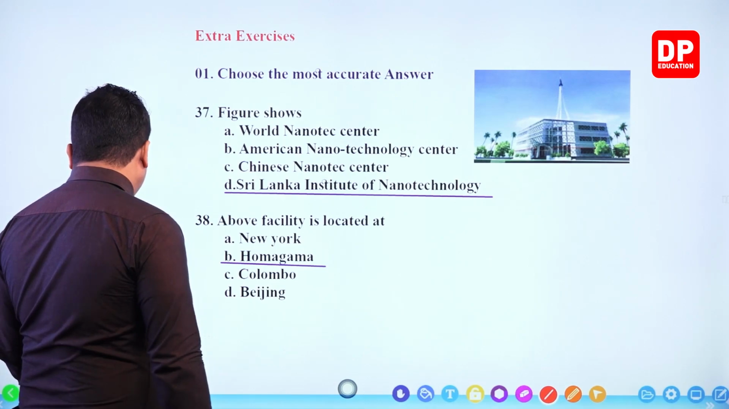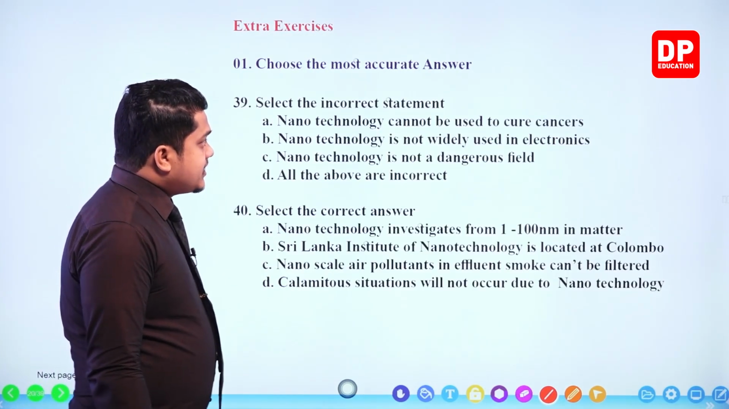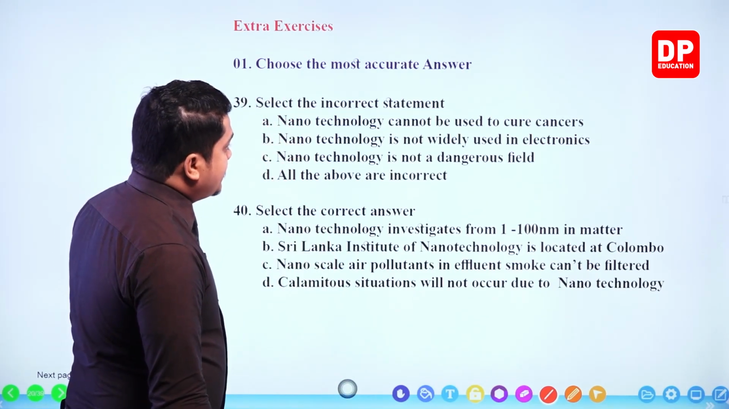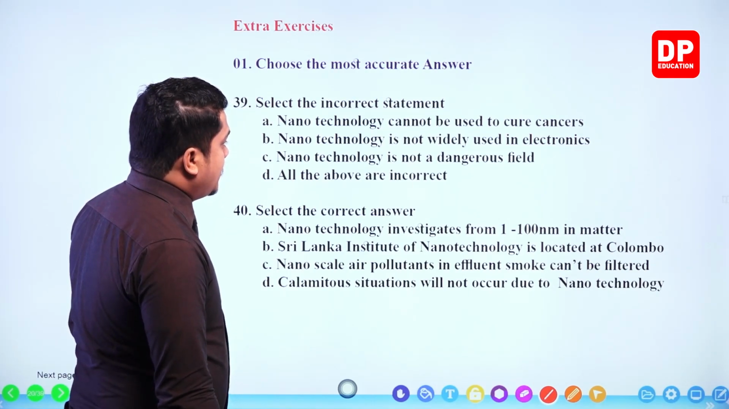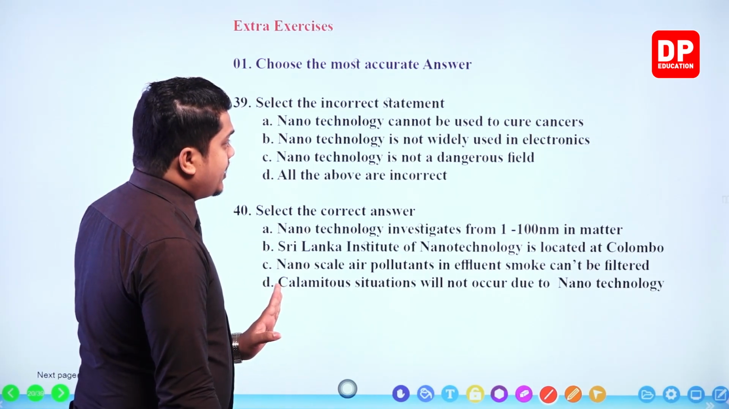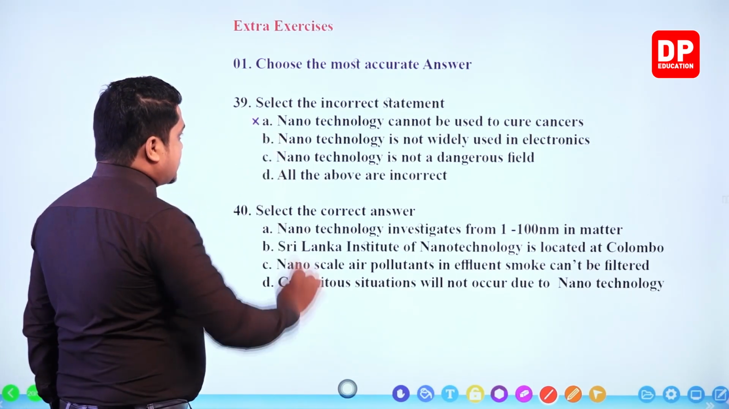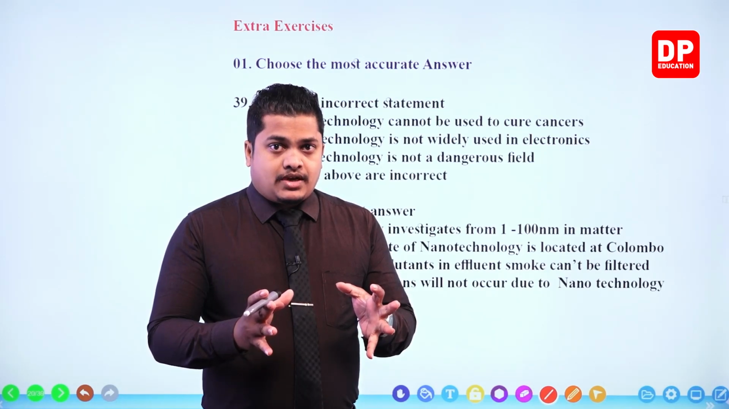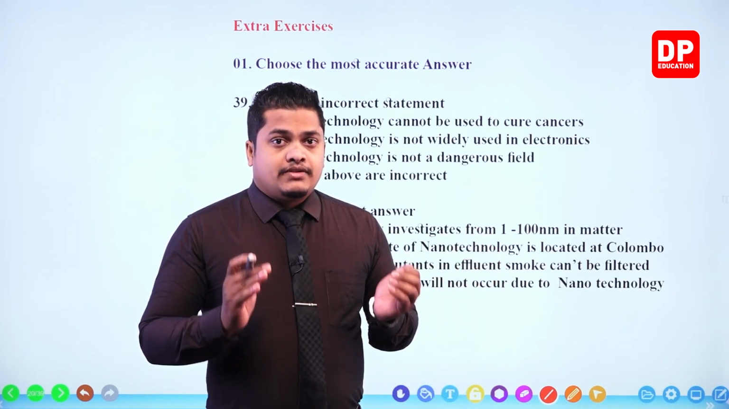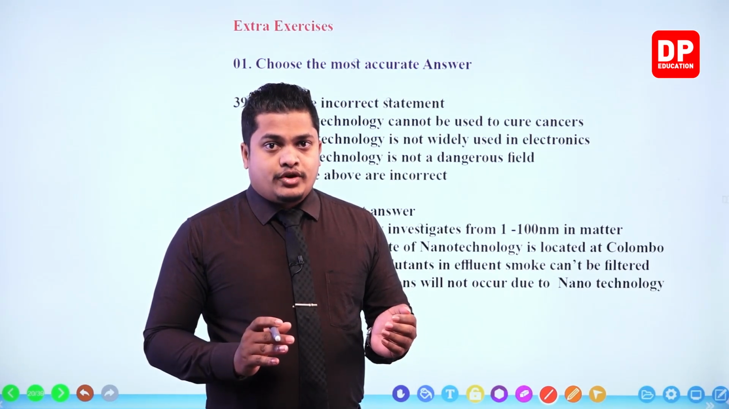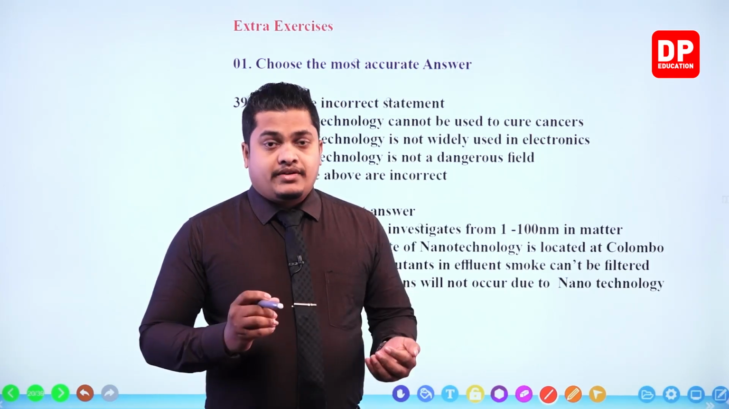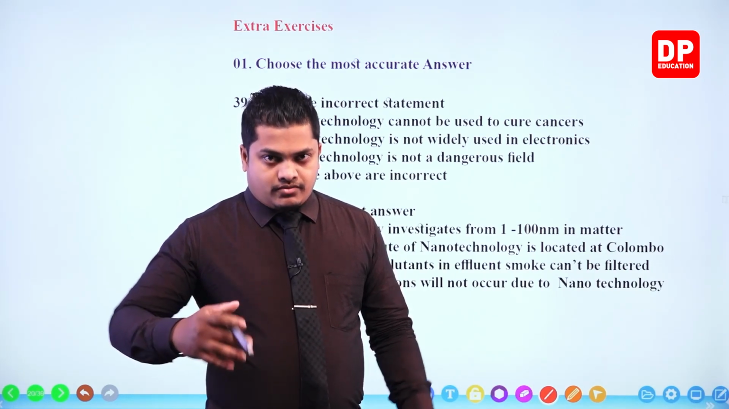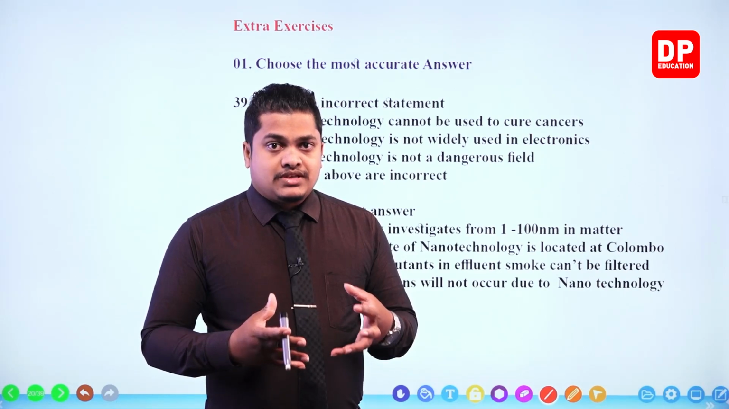Right. Question number 39 then. Select the incorrect statement. So you have to select the incorrect one, my dear children. Let's see. Nanotechnology cannot be used to cure cancers. Nanotechnology cannot be used to cure cancers. Incorrect. When we started the lesson part, first and foremost, we discussed that in our near future, there would be a time that our society is going to be free of cancers. Because with the development of nanotechnology, nanobots or nanomolecular robots are now under construction.